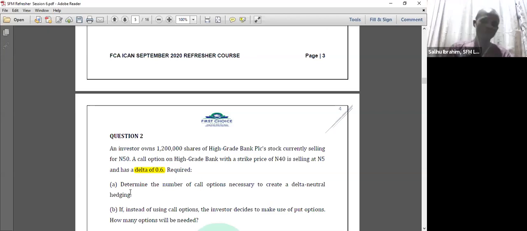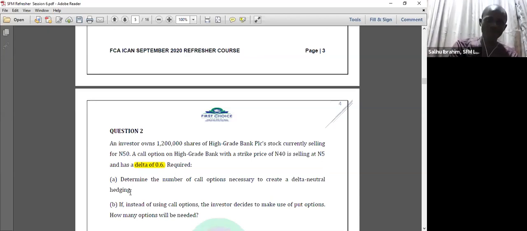So, for you to get the delta that you are going to use for delta neutral hedging, you must estimate it from the Black-Scholes option pricing formula. But here, the moment delta is given to you, please don't waste your time applying Black-Scholes. Black-Scholes is used to get delta, and since delta is given to you, you just use the delta directly.